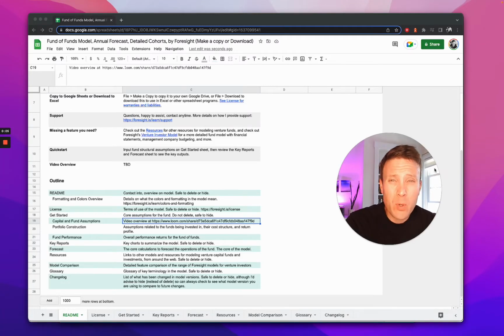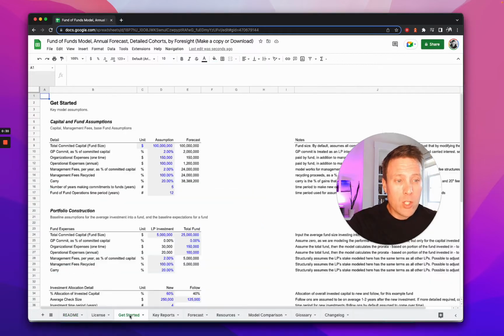So this is built to be a free model to model out a fund investing in a bunch of venture funds. And it uses the same core construction for all of the models I use for modeling venture funds themselves. So the core structure of the model is that there's a number of sheets that have details and explanations, resources, comparisons, those sort of things. But the core of the model is really around Get Started, Key Reports, and Forecast. Those are the most important sheets.